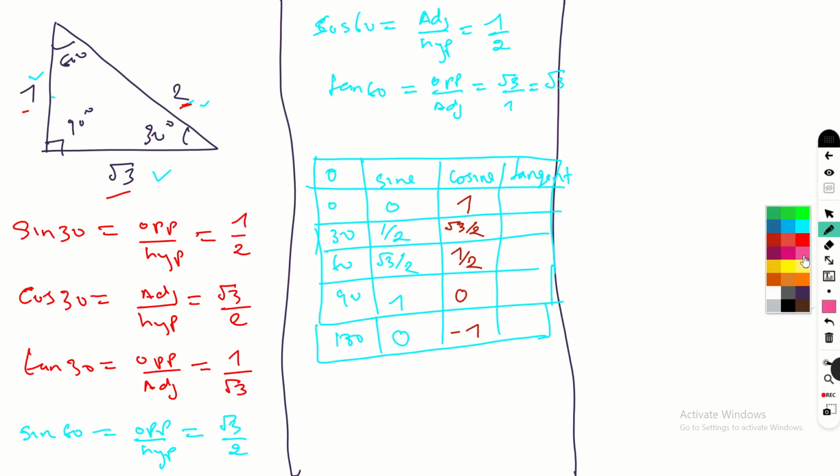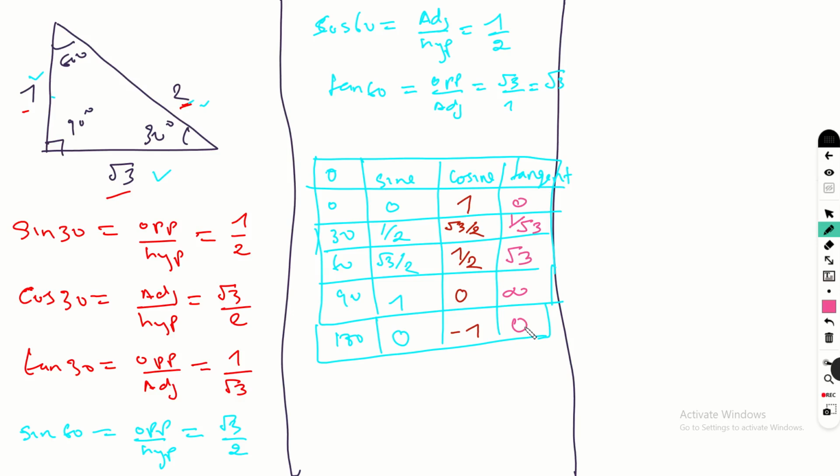Now tan 0 is 0. Tan 30, what do we have? We had 1 on root 3. Tan 60 is root 3. Tan 90 is infinity. And tan 180 is 0. So now, if you look at all this, you can master this diagram.